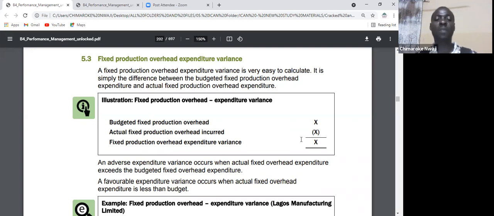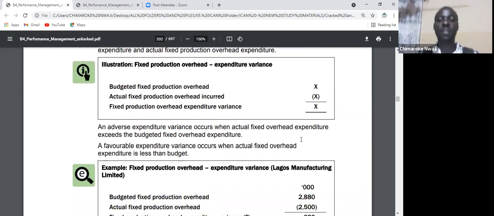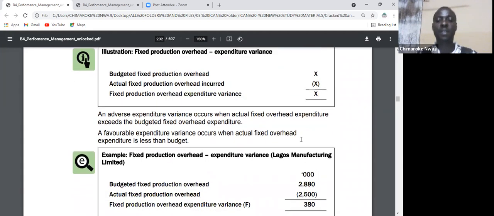So now let's see the format here. Fixed production overhead expenditure variance. Now you are going to use the budgeted fixed production overhead and the actual fixed production overhead incurred. The difference is simply the variance.